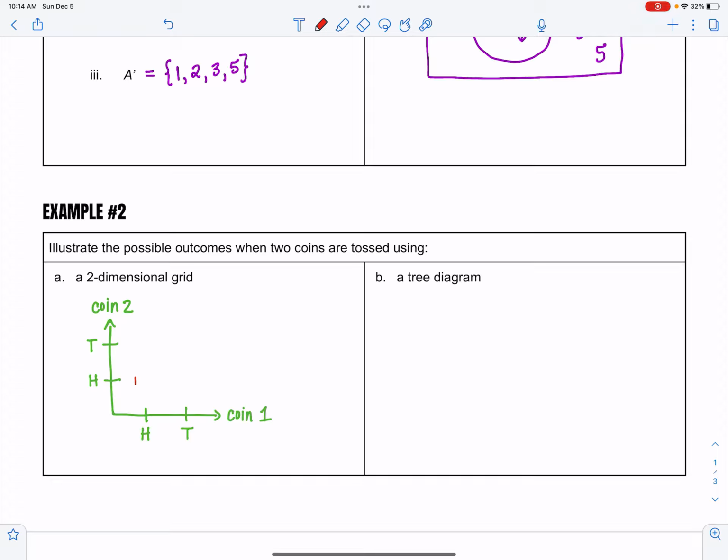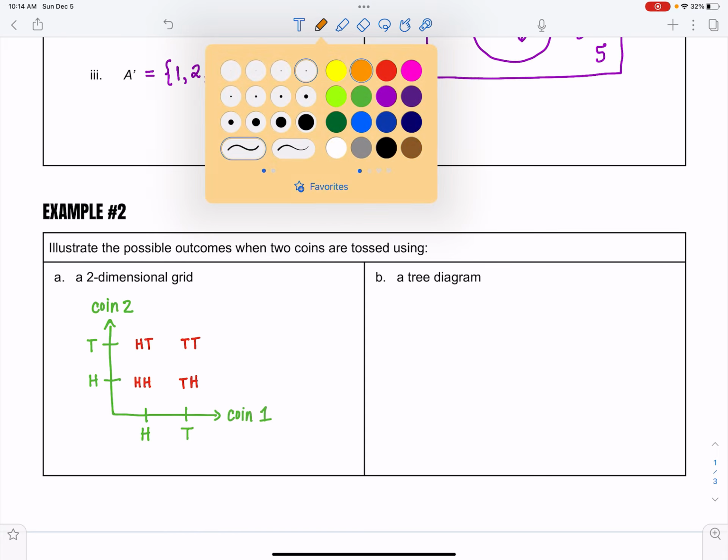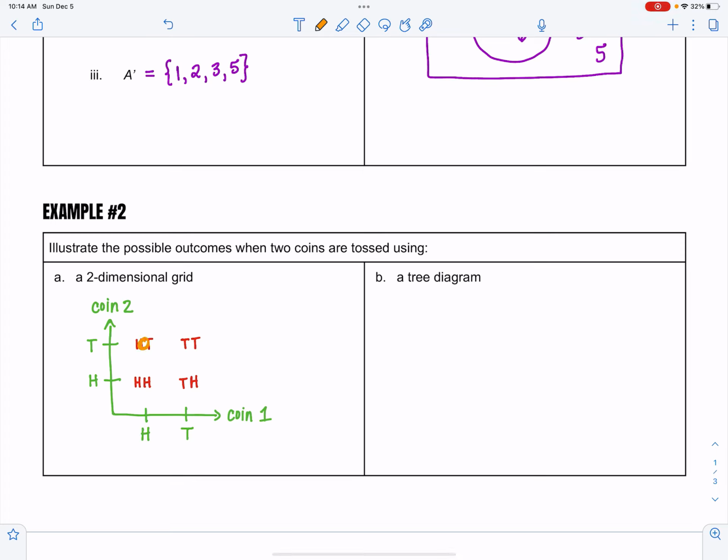You can either get 2 heads, you can get a head for coin 1 and a tail for coin 2, or you can get a tail for coin 1 and a head for coin 2, or you can get 2 tails. So that is how I will represent that in a 2-dimensional grid. Some people draw circles in place of writing the letters on their 2-dimensional grid. If you do that, that is fine, it does not matter.